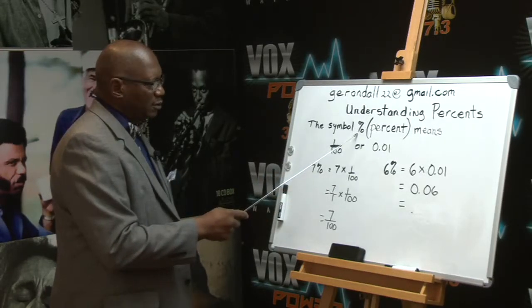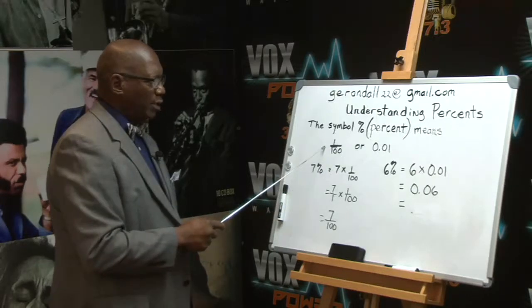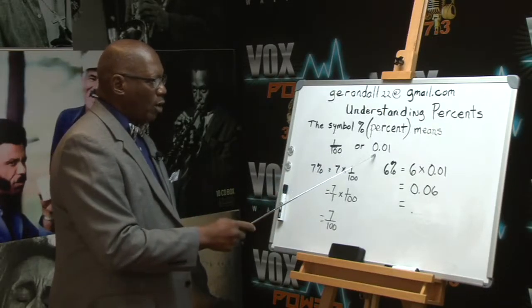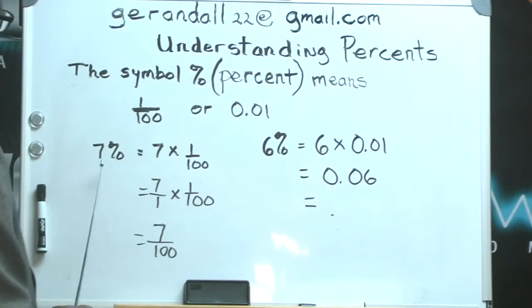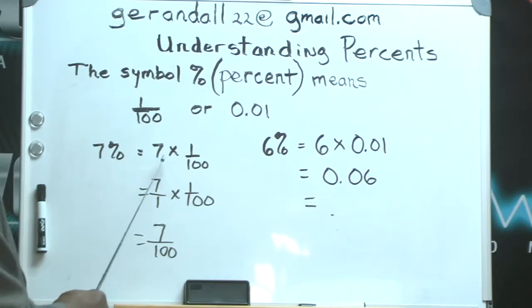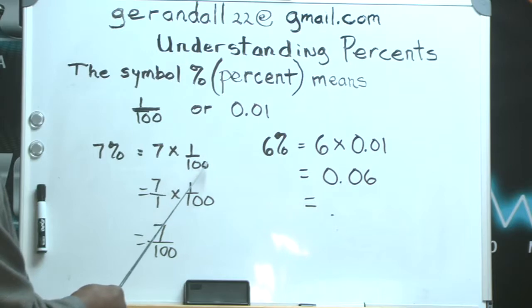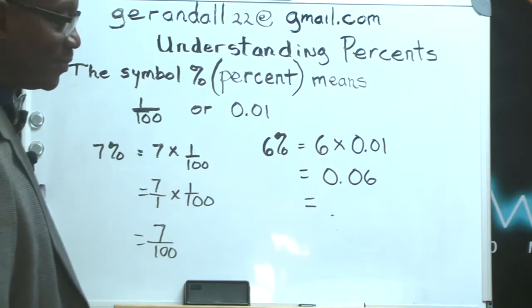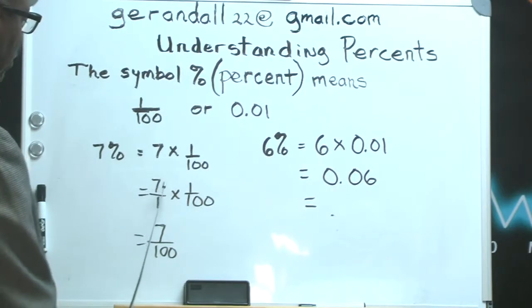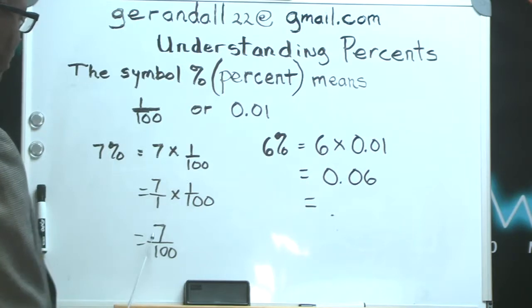The symbol percent means 1 over 100, or in decimal terms, 1/100. Take the number 7%. It equals 7 times 1 over 100, or 7 over 1 times 1 over 100. Again, that's multiplication of fractions. When simplified, we multiply numerator 7 times numerator 1 and get 7, and denominator 1 times 100 and get 100.